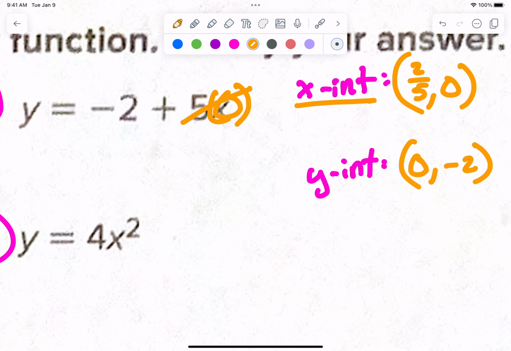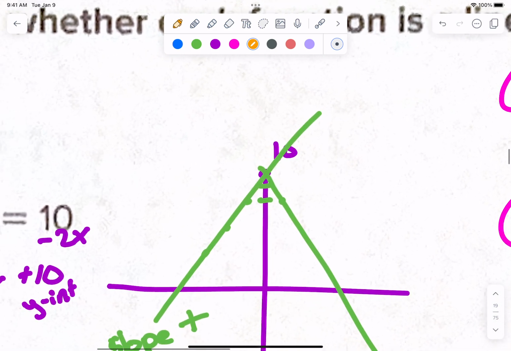Should we do another one of those? Can we use a calculator on Thursday? You can. You sure can.